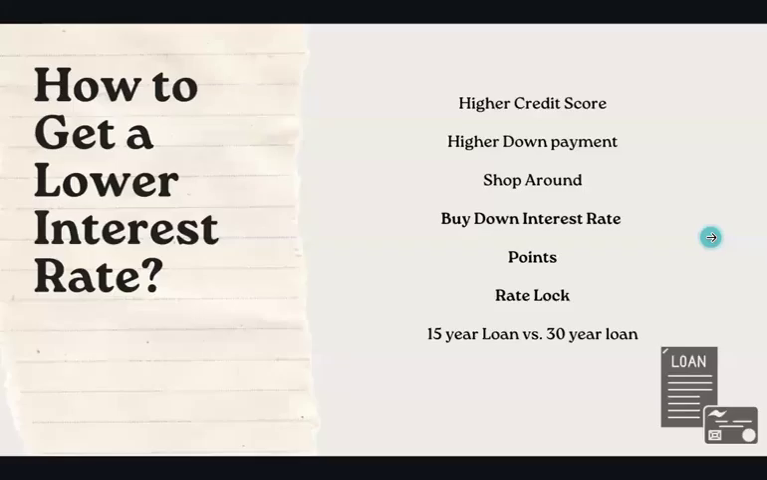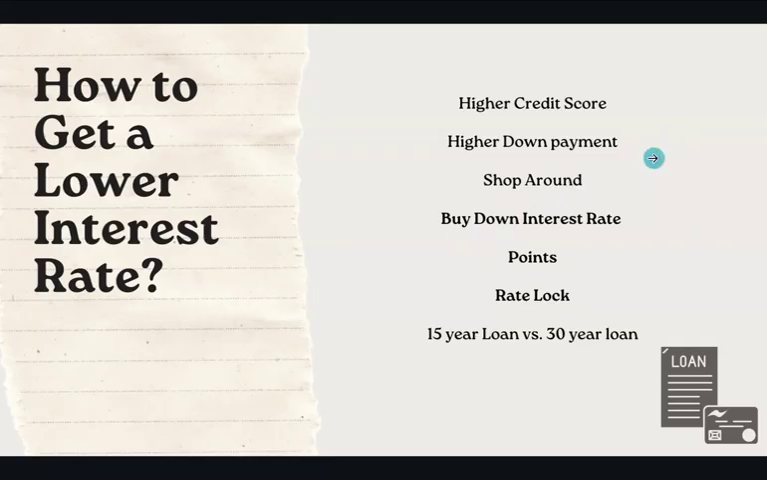So how do you get a lower interest rate overall? Number one, the higher your credit score, the lower your interest rate. Also, the higher your down payment, typically the lower your interest rate. You can shop around for interest rates. One lender may say, I'm just going to throw out a number there, we're at a 6.75. The other lender may say, you can get a 6.7 with me. So you can shop around interest rates.